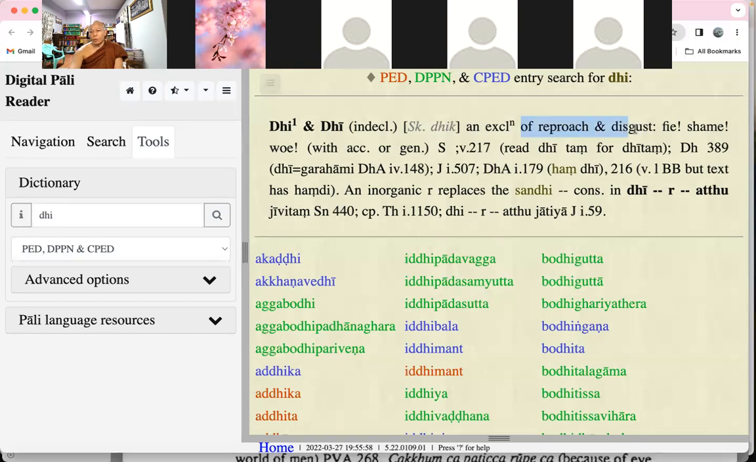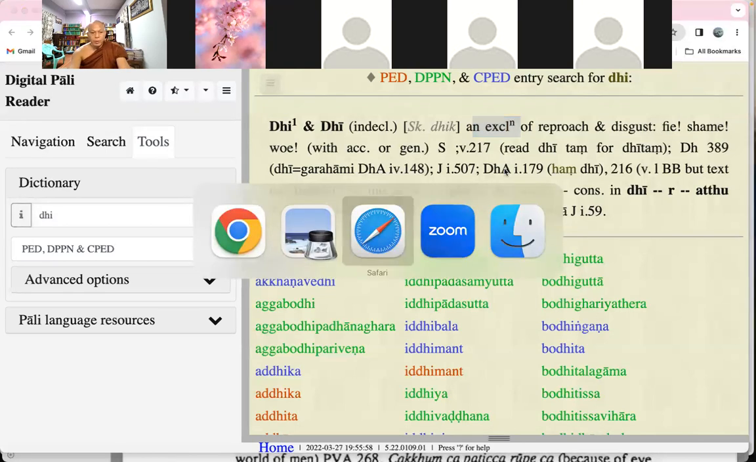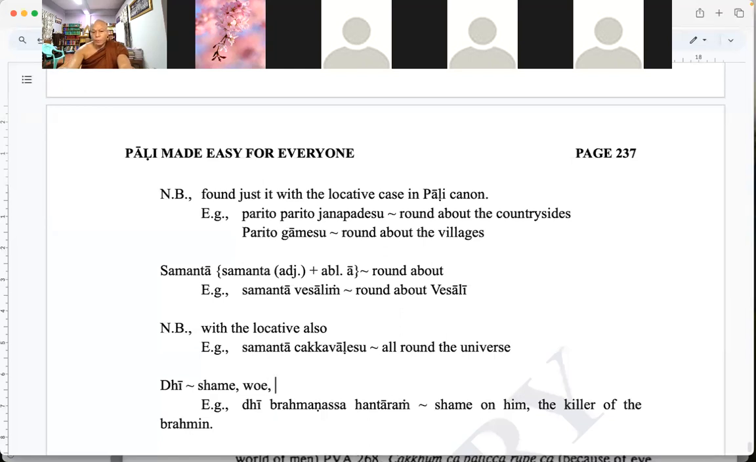So actually reproach or disgust or fine or shame. Not only shame, you see, you know, disgust or fine, shame, woe. So with the accusative case, also genitive case. Okay, so that is one, in the sense of reproachment and exclamation. So that is one. The meaning of that is fine, and then disgust, so it is an exclamation of reproach.